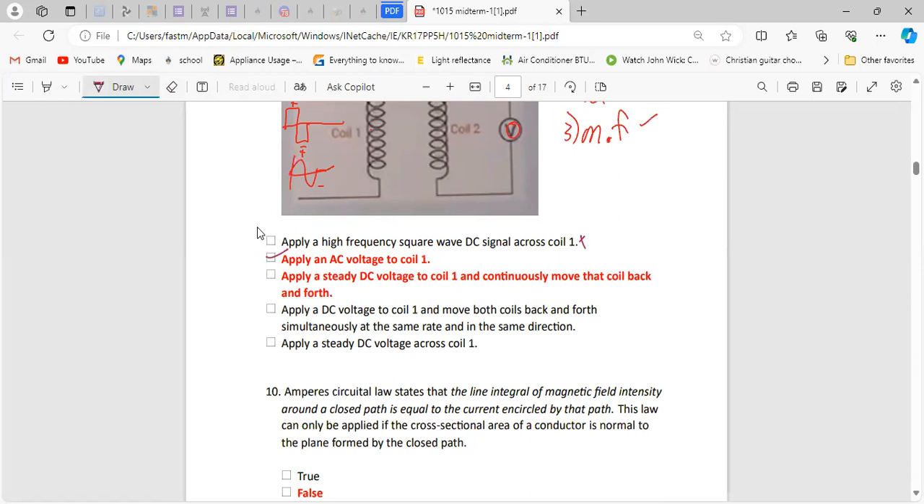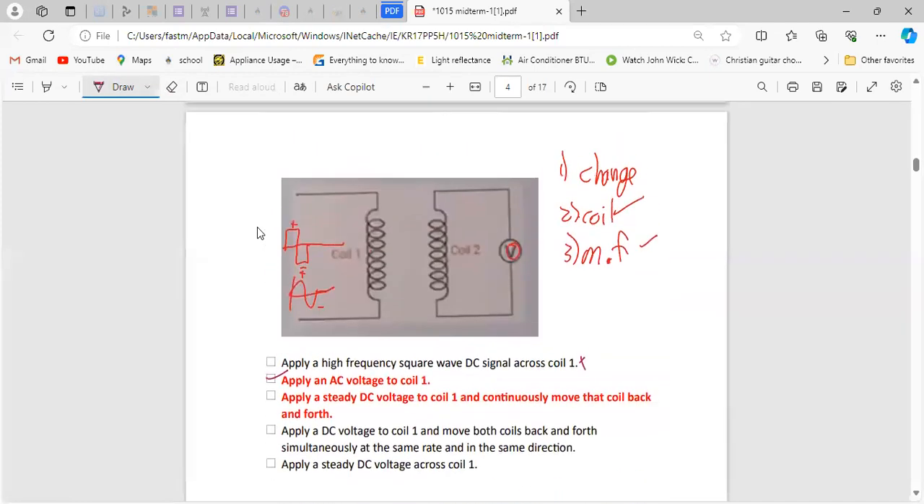Applying a steady DC to coil one and continuously moving the coil back and forth. It's basically looking like this. Instead of the current changing causing the magnetic field to change direction, you can literally physically move the coil back and forth or side to side. Because remember, you are just changing the flux. There are a million ways you could change how much flux is cutting the coil, because that is what will induce the voltage.